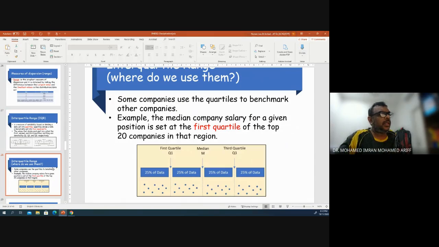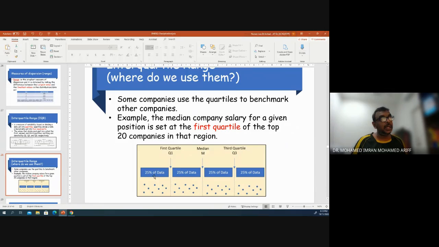So what do they do is companies use this data. Some companies use quartiles to benchmark other companies. For example, the median company salary for a given position is set as the first quartile of the top 20 companies. Meaning, in this study they study all the companies and then they buat quartiles, Q1, median, and Q3, and then they find out that this is the salary given.